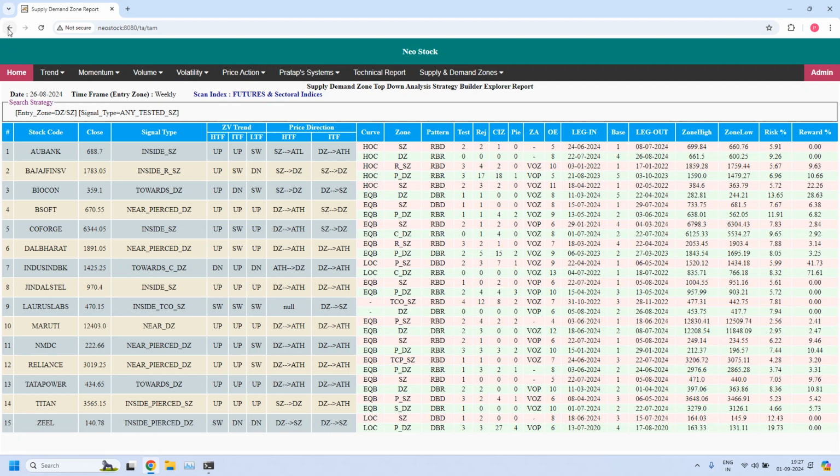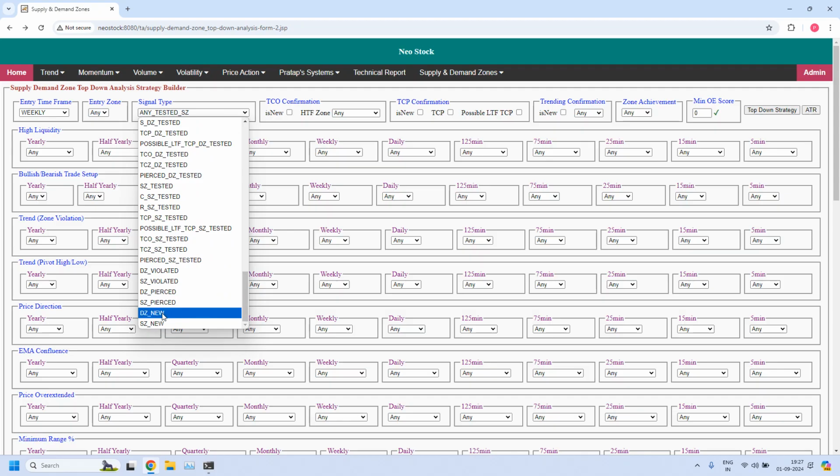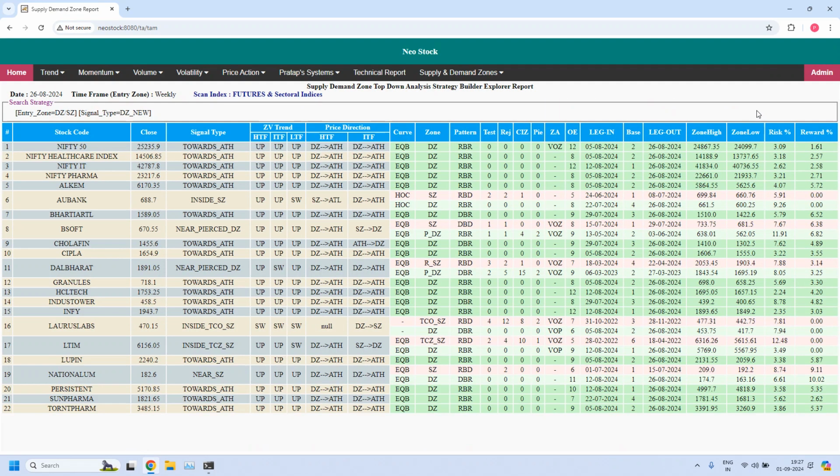The next report for weekly time frame, let us find the stocks having newly created weekly demand zone. And these 22 stocks are having newly created weekly demand zones.